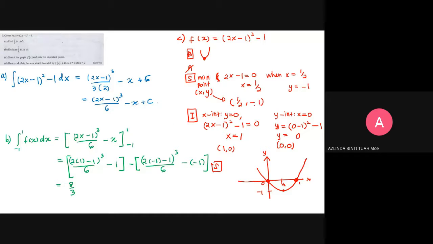State the important points. This is the minimum point, x-intercept and y-intercept are here. For the last part, part D, we have to find the area bounded by f(x). So we have to do something before we can simply integrate the area. Kita kena cari dulu area yang tertutup, the bounded region. X-axis, this one, where the equation is y equals to 0. f(x).